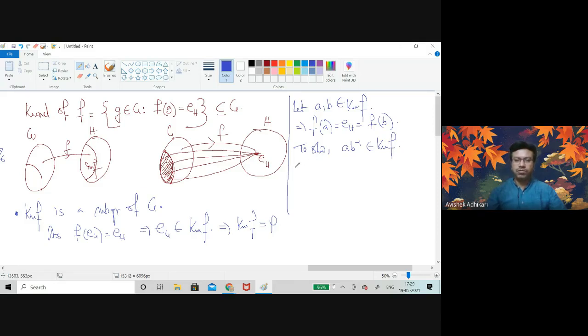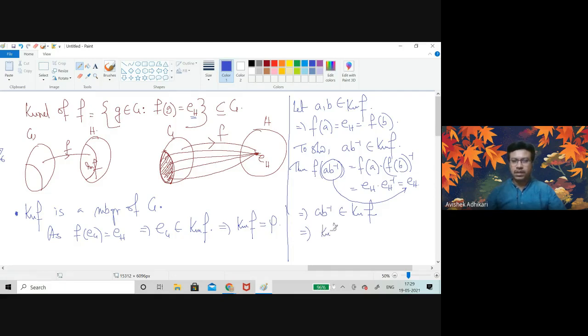Then for that, what do we need to show? Then f of ab inverse. What is this? f(a) into f(b) whole inverse. Just now we have seen what this is. f(a) is e_H into e_H inverse, that is e_H. That means ab inverse also follows the same rule as in the definition. That implies ab inverse belongs to the kernel of f. That implies the kernel of f is a subgroup of G. Clear? Okay.